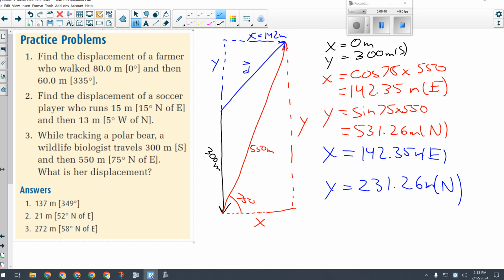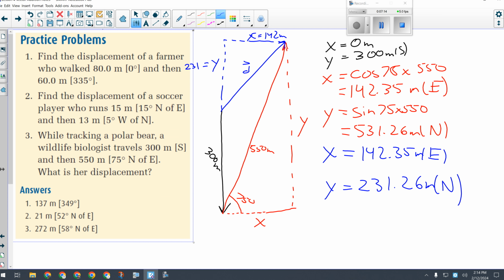Okay, now what do I do? I know how far over and how far up I went in total. Can I find the magnitude of the total displacement somehow? How would I do it? I know that side's 142. I know this side's 231. How will I find D?